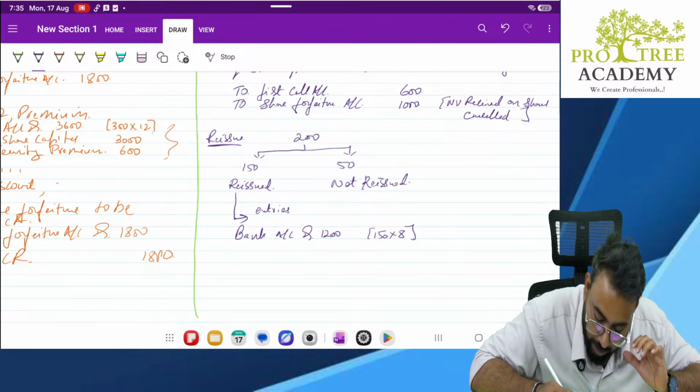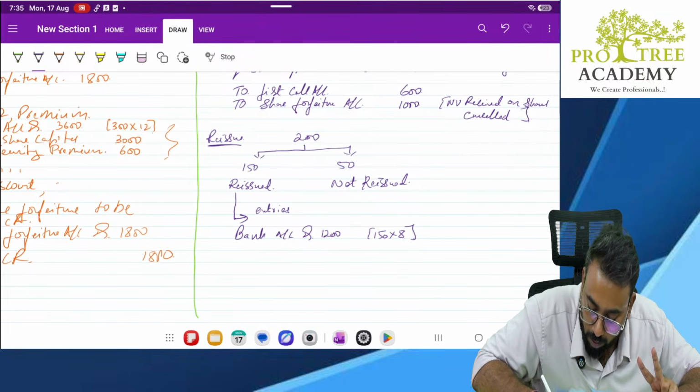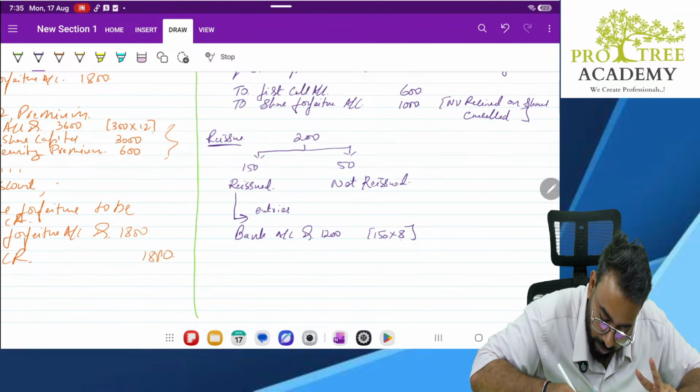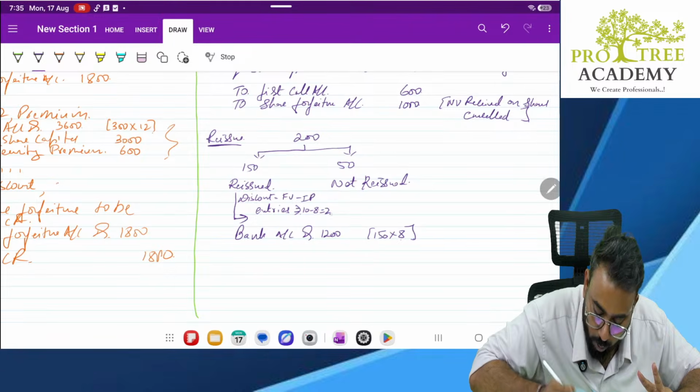Correct? Yes, sir. Are we giving him a discount? How much discount are we giving? 2 rupees. Correct or no? See, what is the discount? Discount is face value minus issue price. That is 10 minus 8 is equal to 2. Correct?